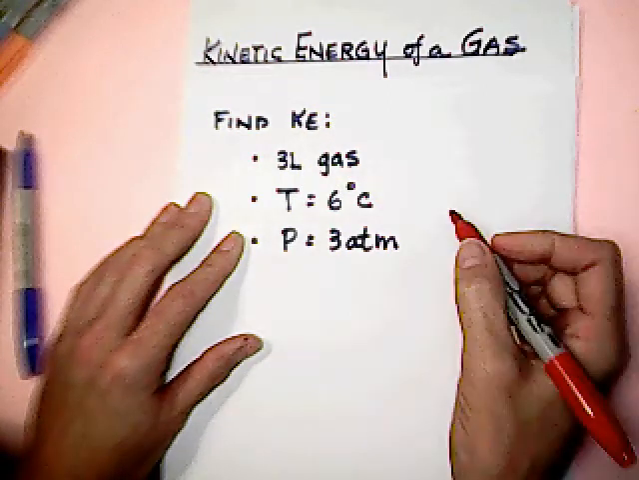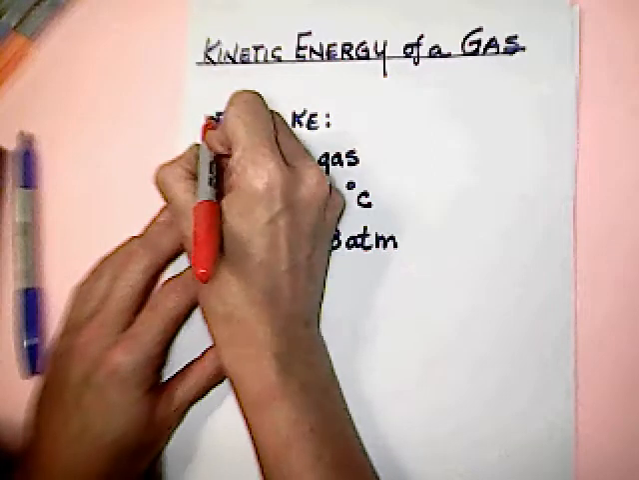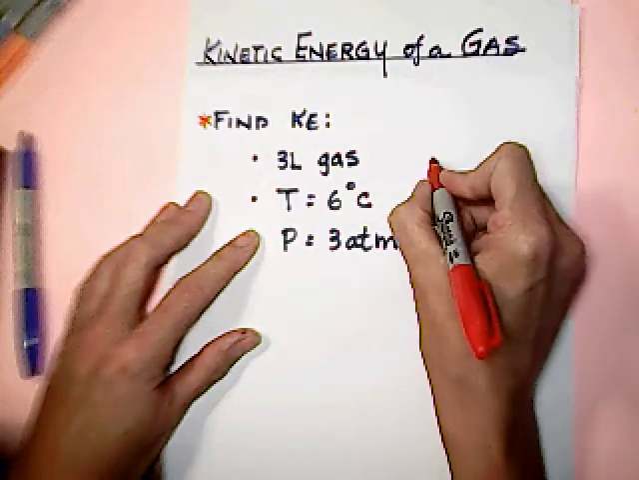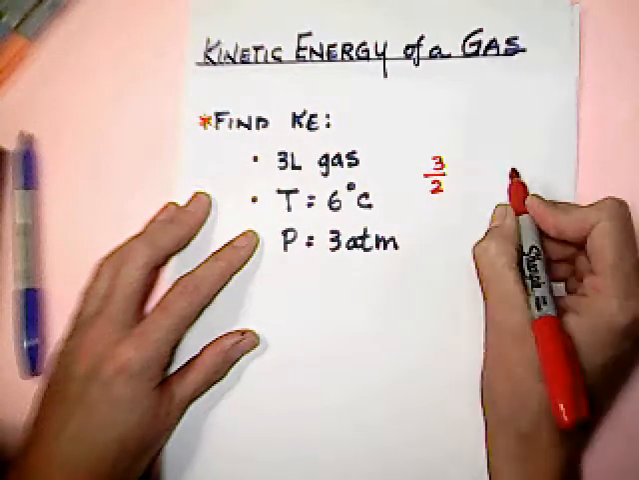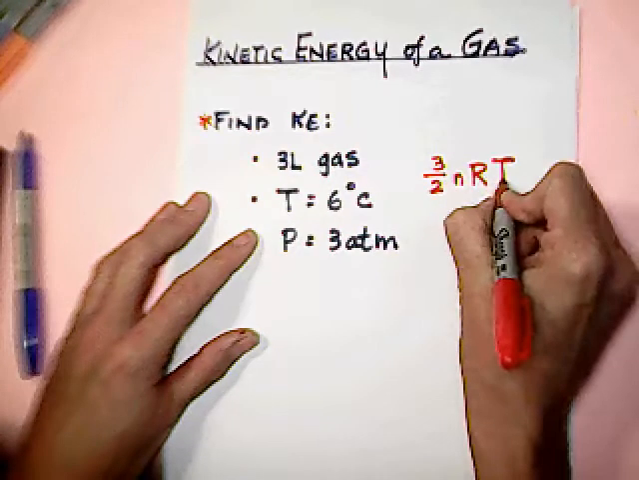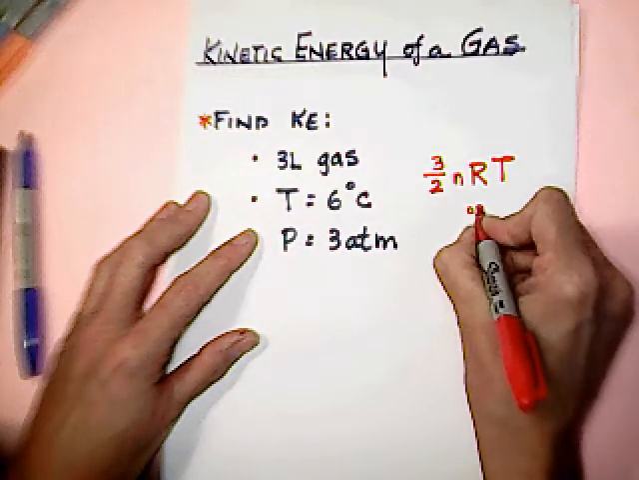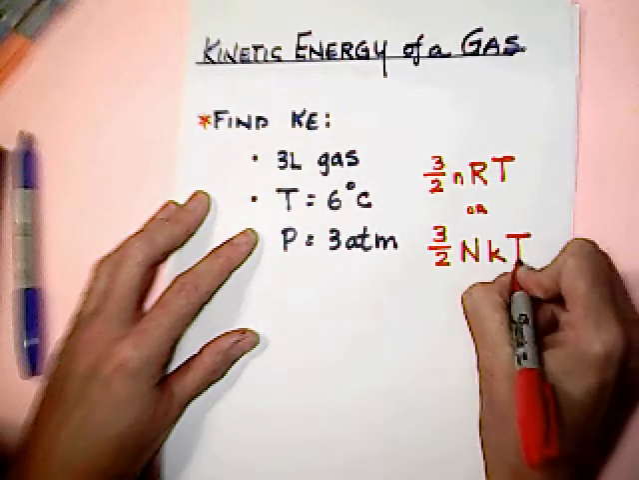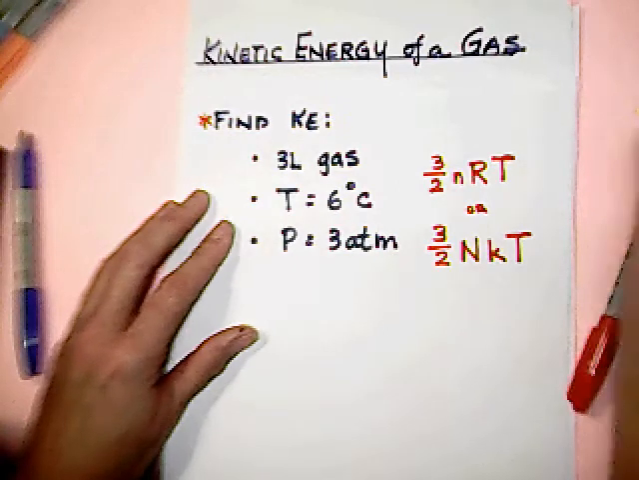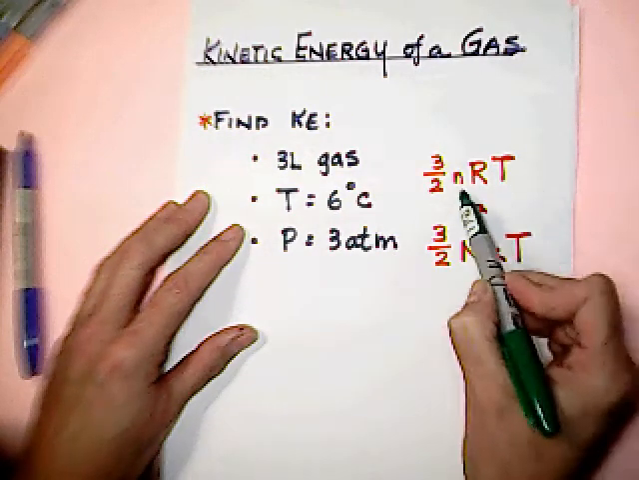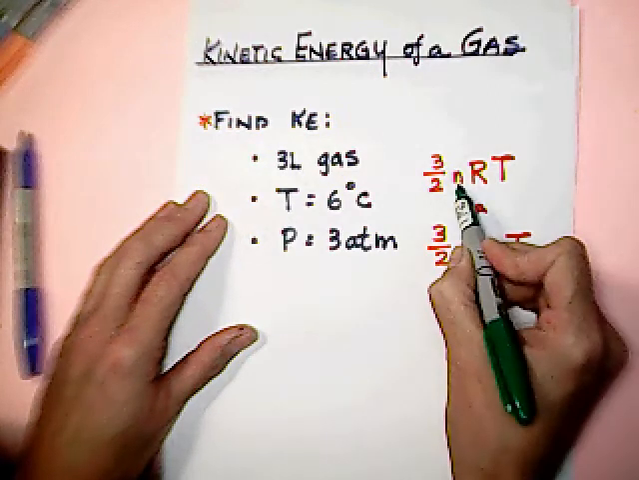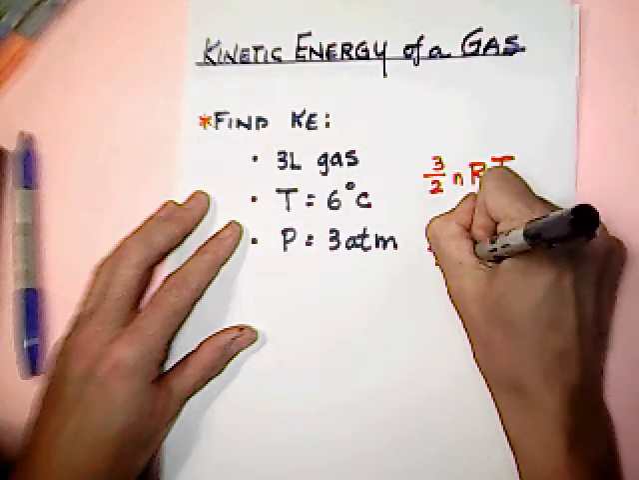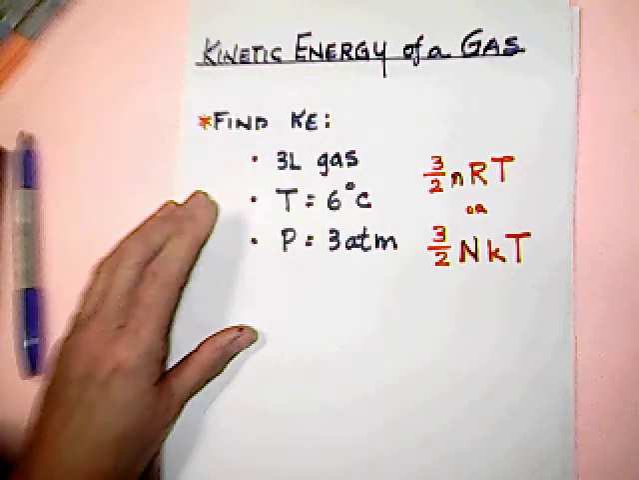This is actually asking for the total kinetic energy. The equation that I know is 3/2 nRT, or 3/2 big N kT. I do not have any of that information. I do not have the number of moles, nor do I have the number of molecules. So I'm going to have to be clever about how I think of solving this problem.